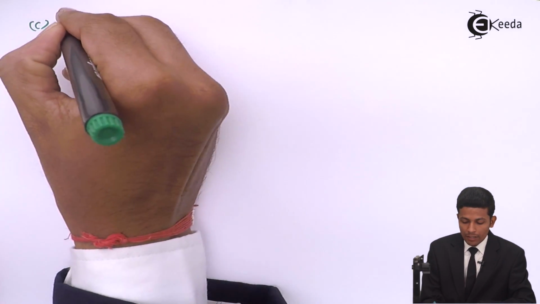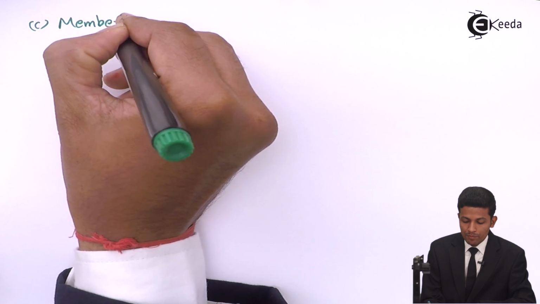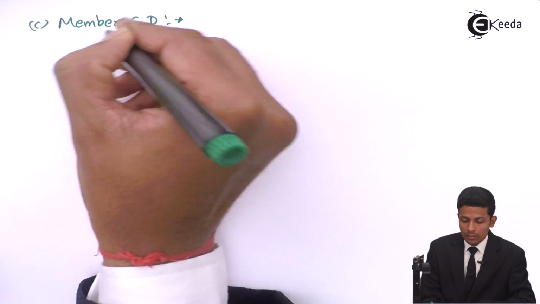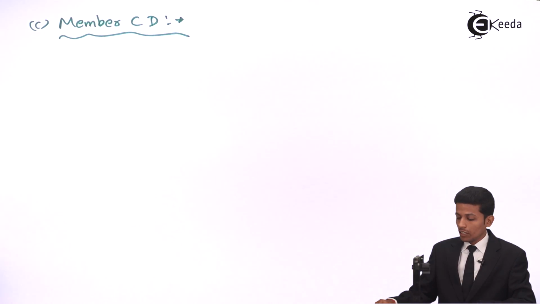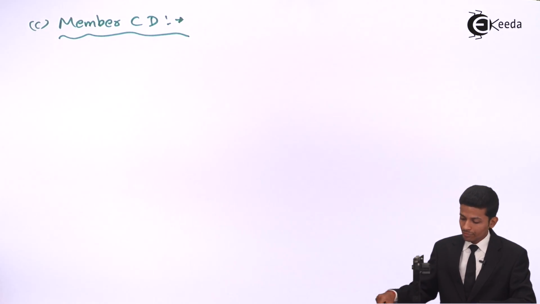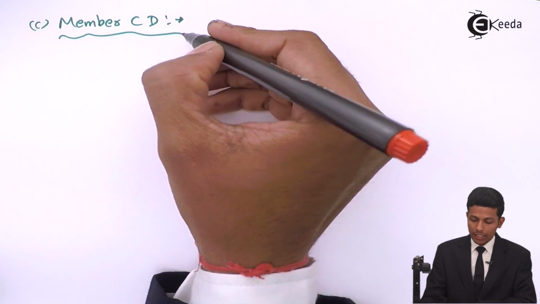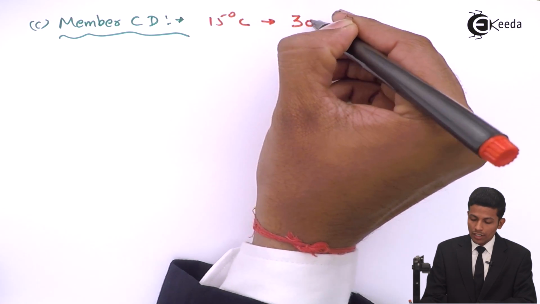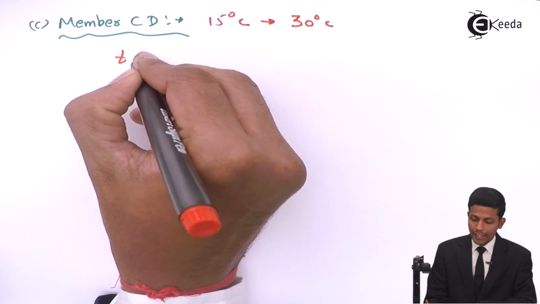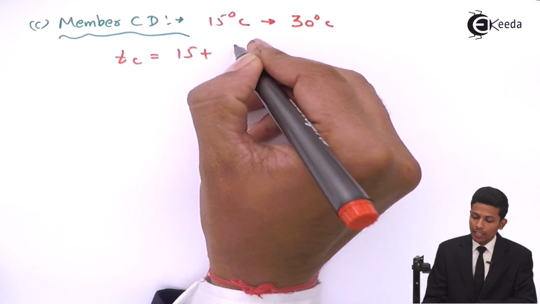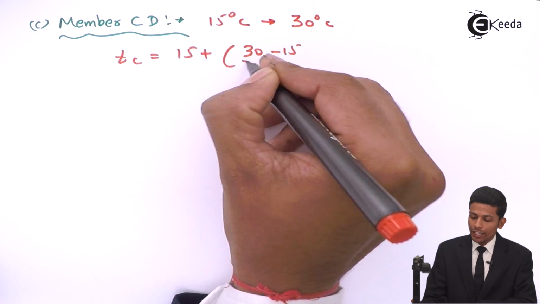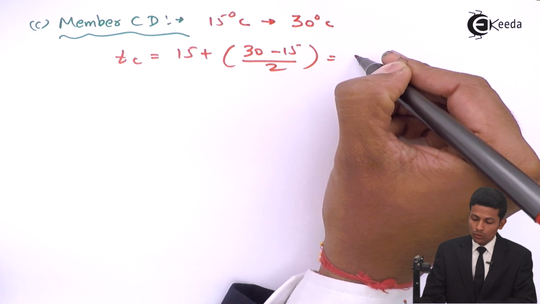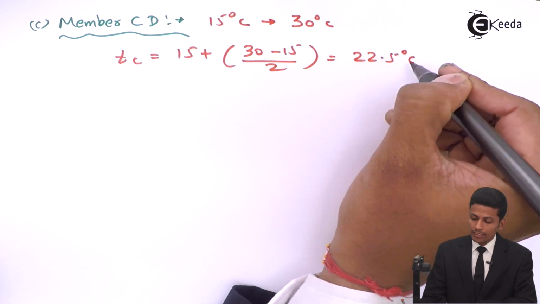C will be member CD. Okay, now in member CD, the temperature ranges from 15 degrees Celsius to 30 degrees Celsius. First of all, we have to find TC. TC is 15 plus (30 minus 15) divided by 2, which is equal to 22.5 degrees Celsius.